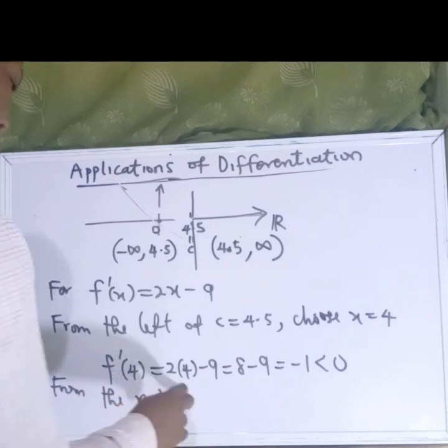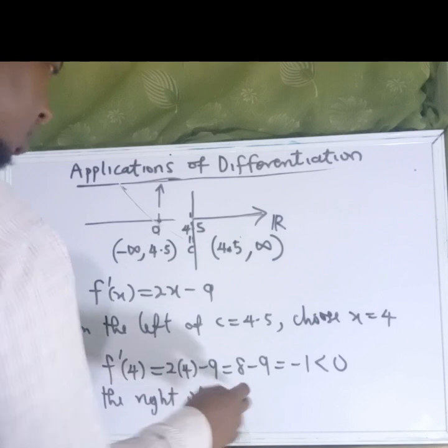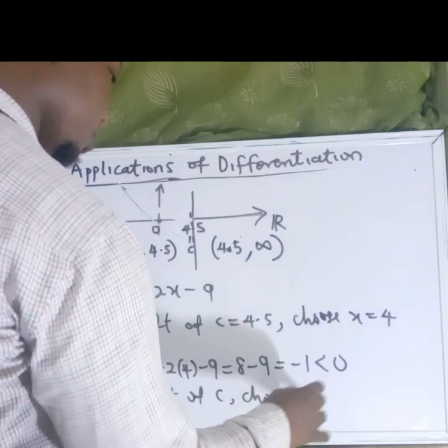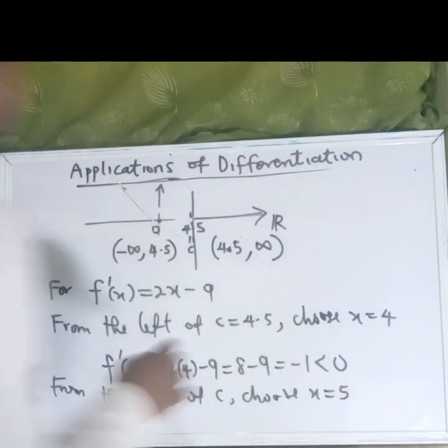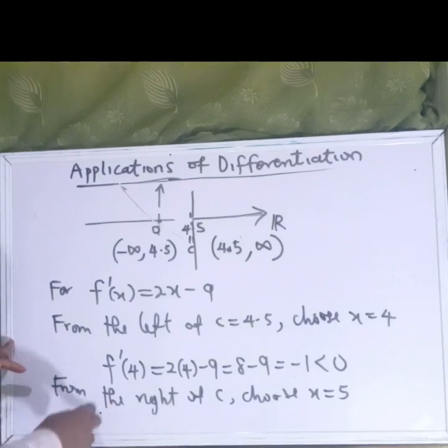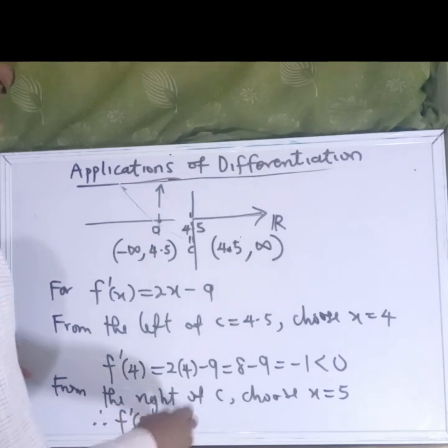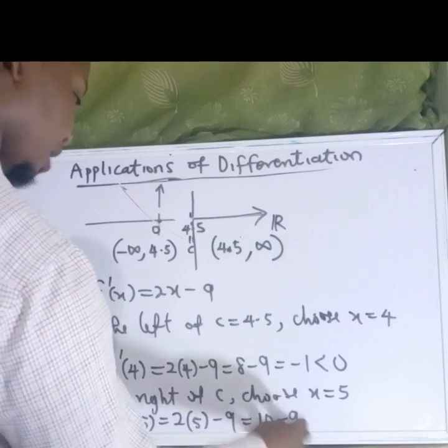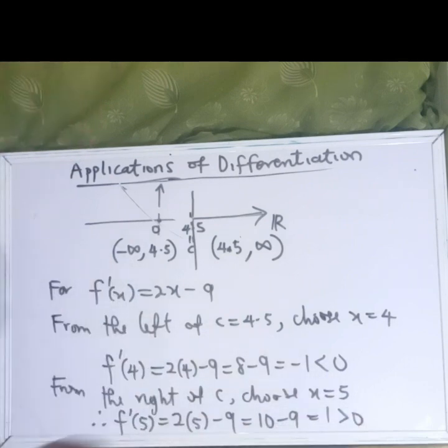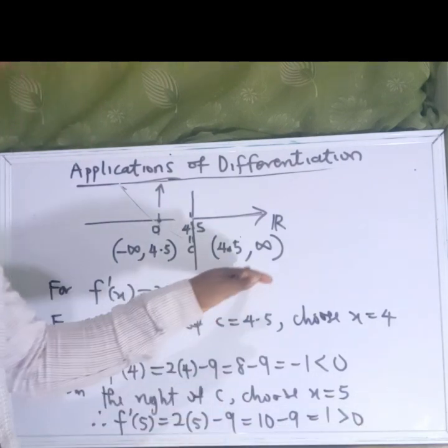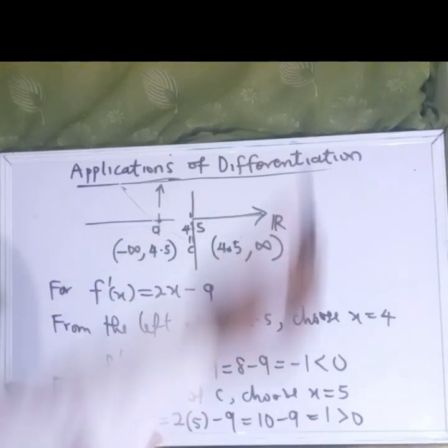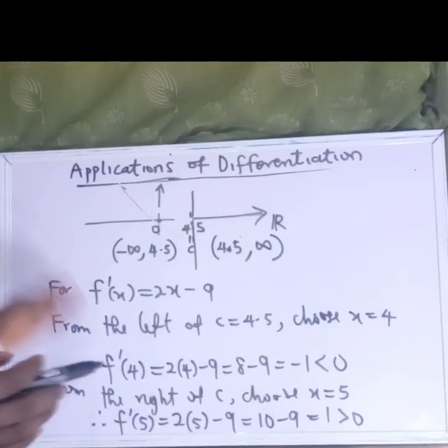Also, from the right of c, let's choose an integer for easy computation. Choose x equal to 5. So again, f prime of 5 will be equal to 2 into 5 minus 9, which is 10 minus 9, and this is 1. 1 is positive. What this is telling us is that from the right of 4.5, the curve is increasing. So this is how we make the conclusion.